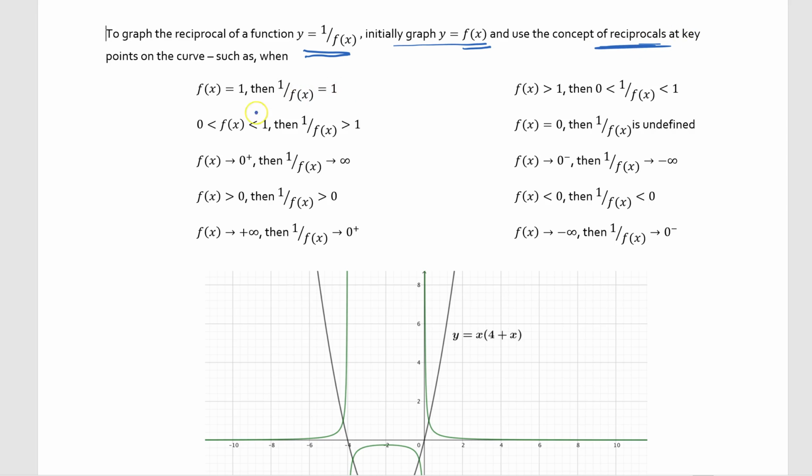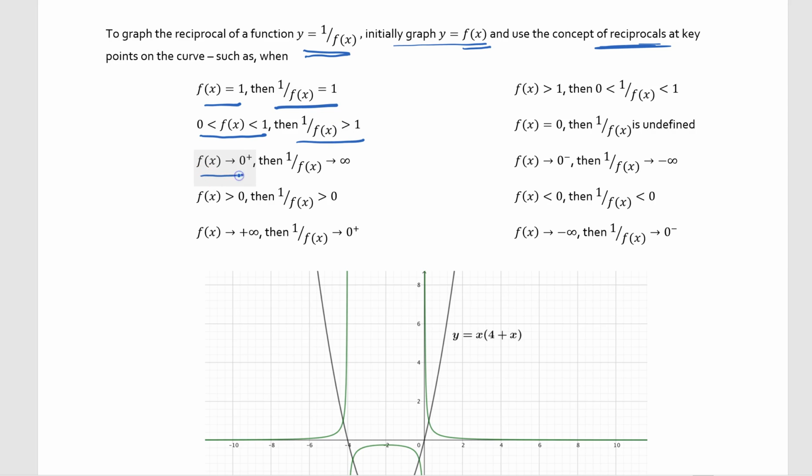So these are some things to consider. Where the function equals 1, so that's the y value, remember, f of x is the y value. So where the y value is 1, then 1 on the y value, 1 on the function, is also 1, because 1 on 1 is 1. Between 0 and 1, then 1 on a function is actually bigger than 1. So say we took the y value of a half, then 1 on a half is 2. So we increase the y value.